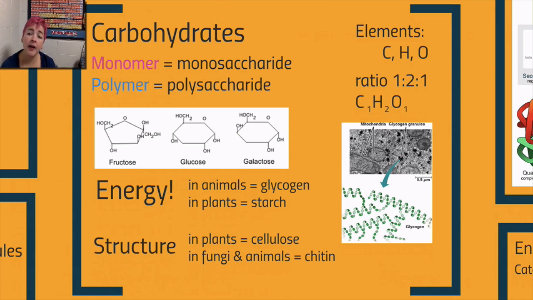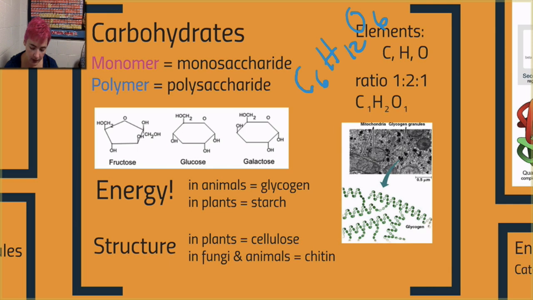Carbohydrates have a ratio of their carbons, hydrogens, and oxygens of 1:2:1. The most common formula for a monosaccharide is C6H12O6. So for every 6 carbons, we have 12 hydrogens and 6 oxygens. Fructose, glucose, and galactose all have that same formula, but you can see that they are arranged differently, so the way that the carbon, hydrogen, and oxygen come together is a little bit different. If we take a bunch of these monomers, the monosaccharides, and bond them together, we're going to come up with the polysaccharide.